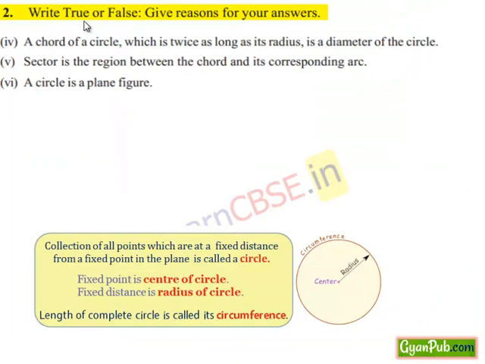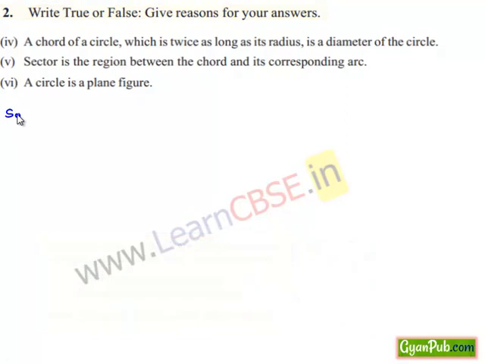Moving on to second question. Write true or false. Give reasons for your answers. Now moving on to the solution for the fourth bit. A chord of the circle which is twice as long as radius is called as diameter of the circle.